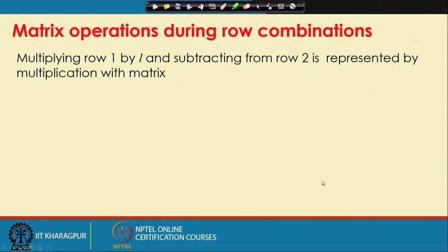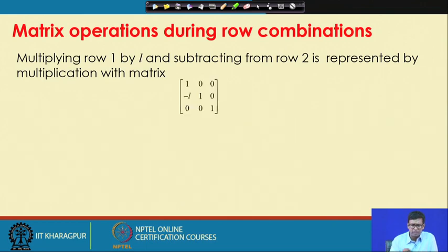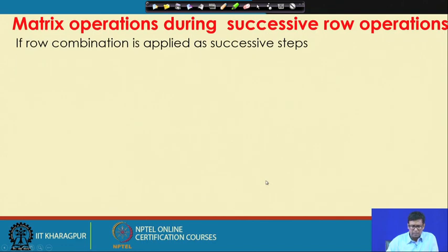So, if we see what matrix operations are performed during row combination, we have seen that multiplying the first row by L and subtracting from the second needs a multiplication with a matrix like 1 0 0, minus L 1 0, 0 0 1. So, the row which has to be multiplied by L and subtracted from that particular row, L will be multiplied with the first row of the A matrix and subtracted from the second row; in the first column, second row position, minus L will be there, and this we have seen earlier.